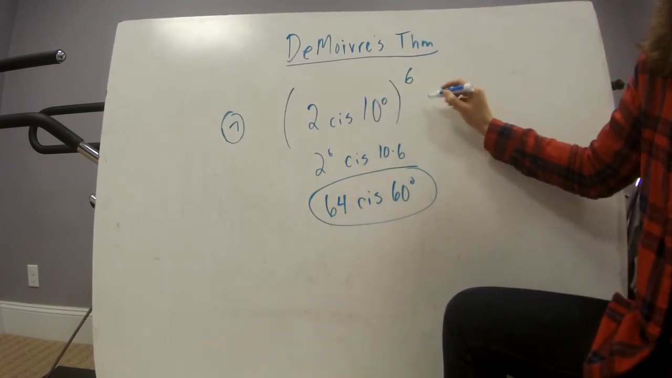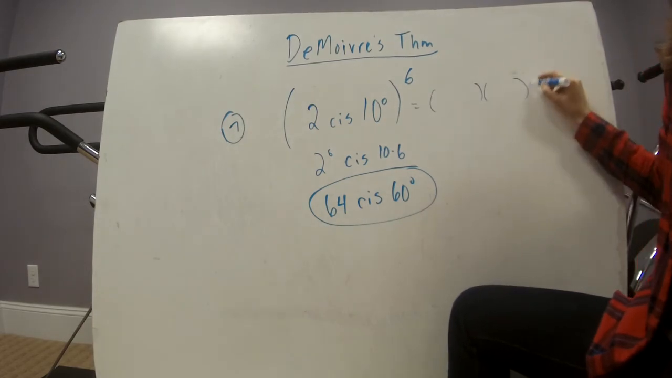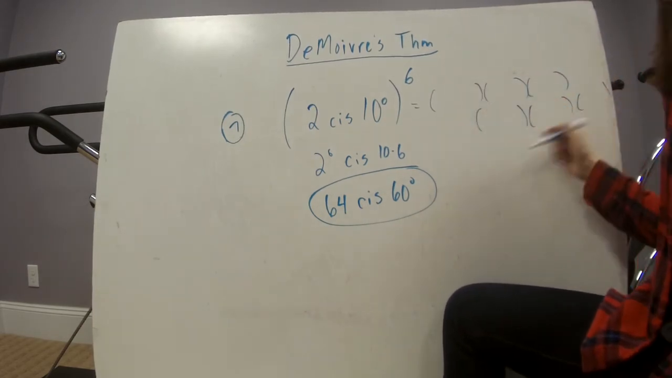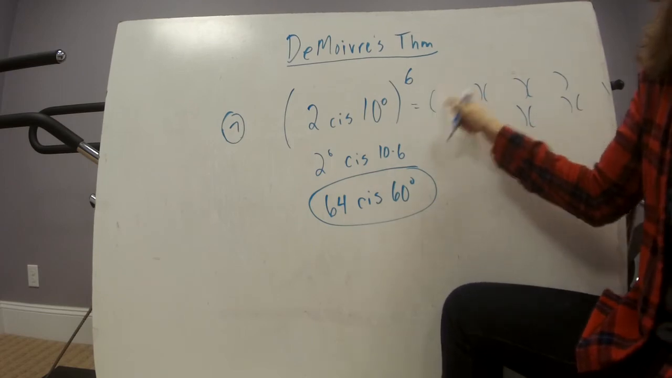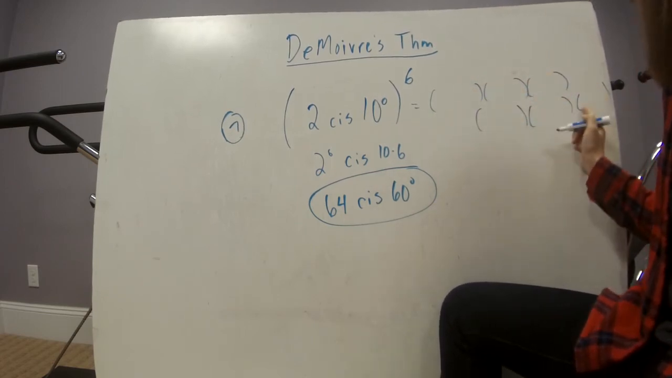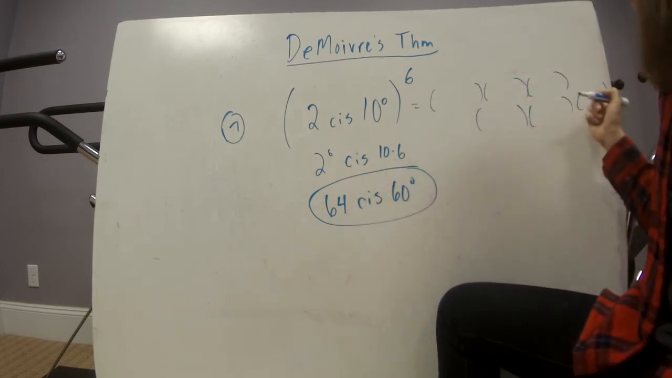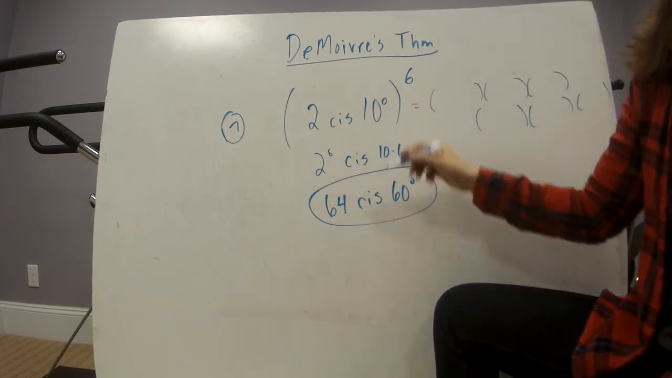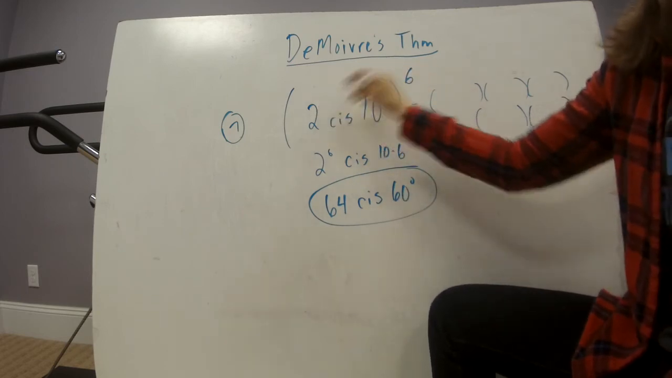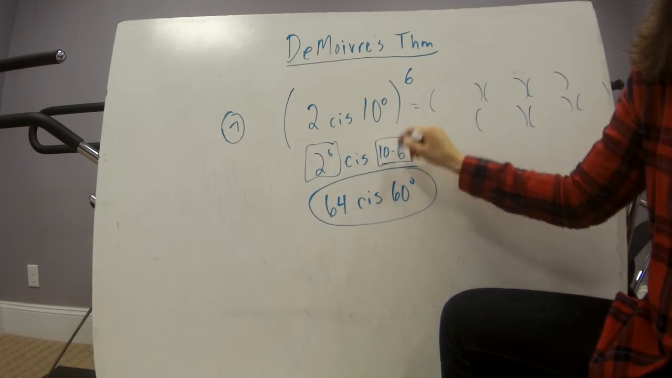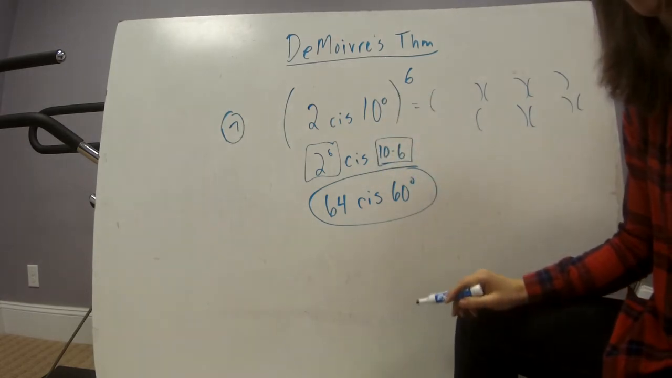The reason this works, though, is if you think about it, this is 2 cis 10 written out 6 times, right, which I'm not going to do. But if you wrote it out 6 times, multiplication says you take the 2 times the 2 times the 2 times 2 times 2 times 2, which is 2 to the 6th, and you take 10 plus 10 plus 10 plus 10 plus 10 plus 10, which is 60, right? So de Moivre's theorem says take the number to the power, and then take the number times the angle, and you get that. So that's how you do those.